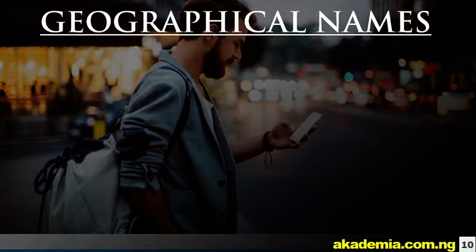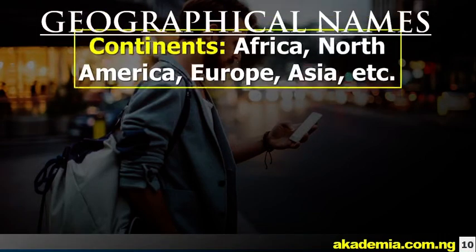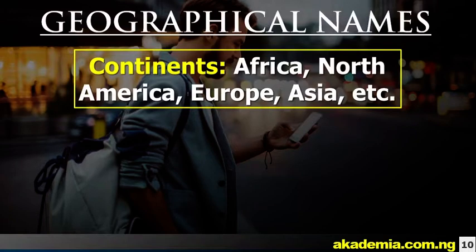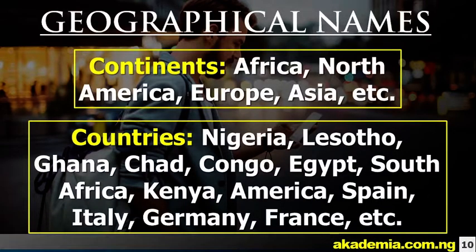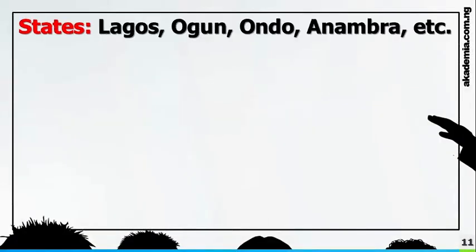Also, geographical names like continents, like we have Africa, North America, Europe, Asia, they are all proper nouns. Similarly, countries like Nigeria, Lesotho, Ghana, Chad, Congo, Egypt, South Africa, Kenya, America, Spain, Italy, Germany, France, all names of countries are proper nouns. The same applies to states. Let's look at some states in Nigeria. For example, Lagos State, Ogun State, Ondo State, Anambra State. All of them are proper nouns.